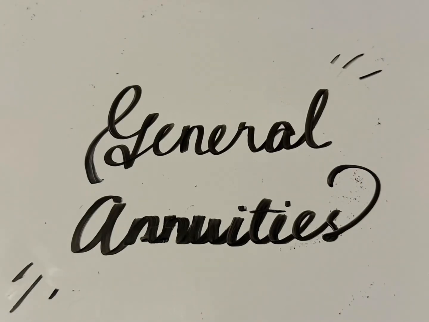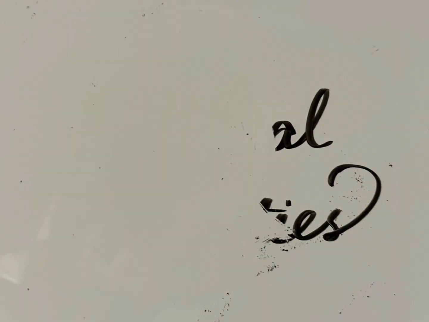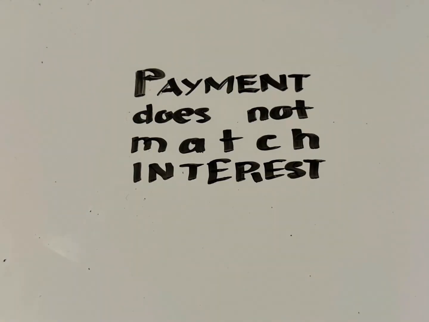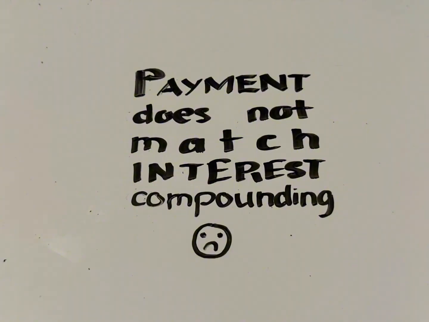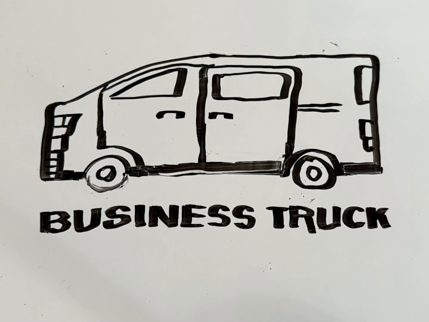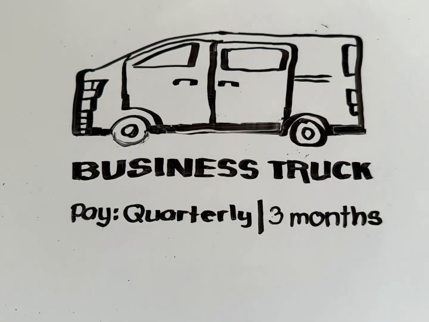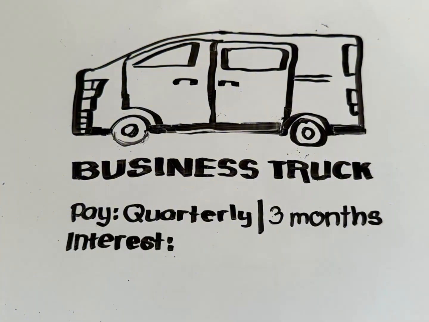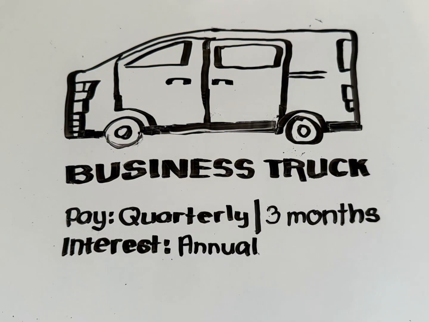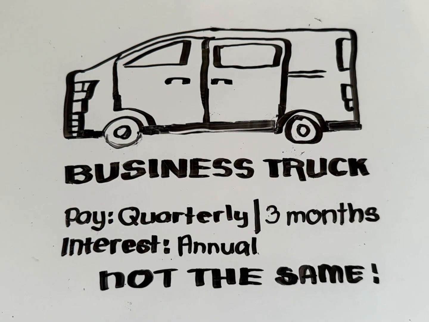Now, let's proceed to the next kind of annuity. General annuities. These are annuities wherein the payment does not match the interest compounding. Let's have an example. A business car lease wherein it's quarterly paid, or paid every 3 months, but its interest is annually applied. As you can see, they're not the same.